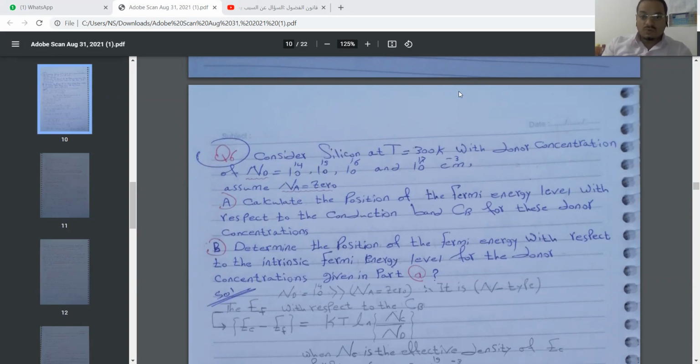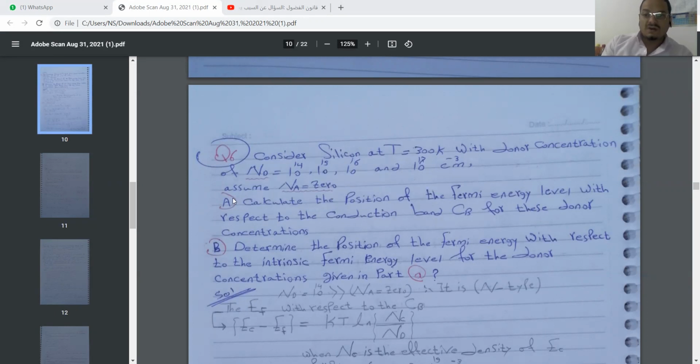Now we're dealing with silicon at room temperature with donor concentration. It has many results, starting from exponential 14 and finishing with exponential 17. All these results belong to the donor concentration at the conduction band. Let's assume Na equals 0. Immediately, that means we're dealing with N-type, because ND is bigger than the acceptor concentration at the valence band.